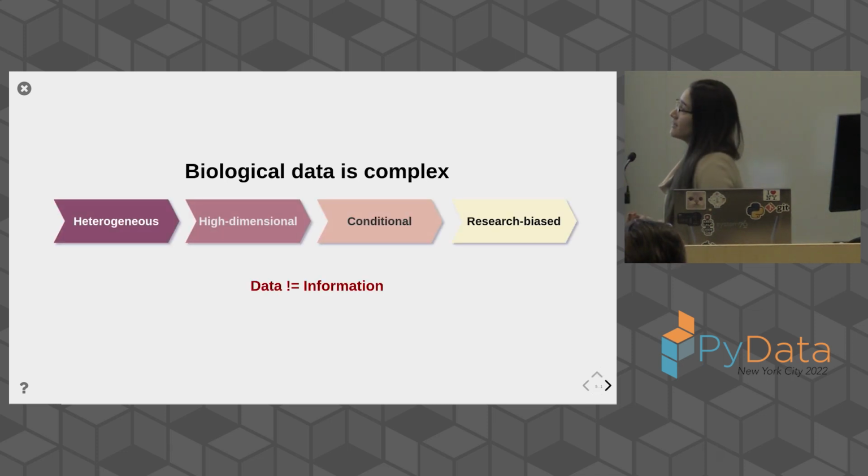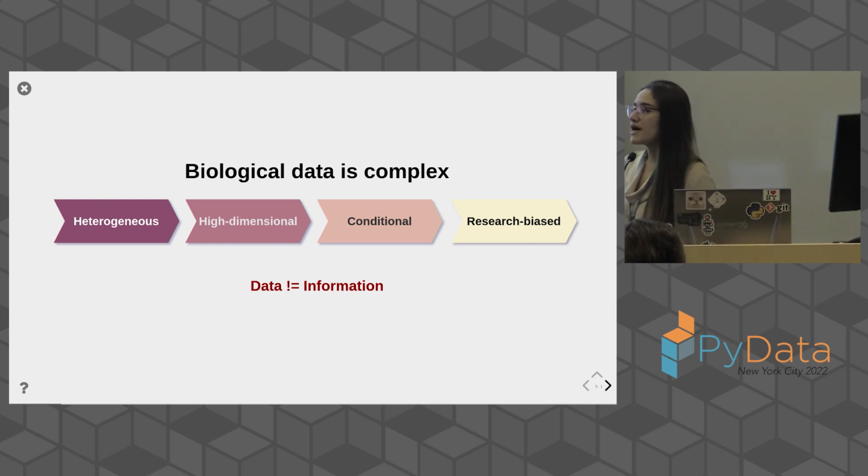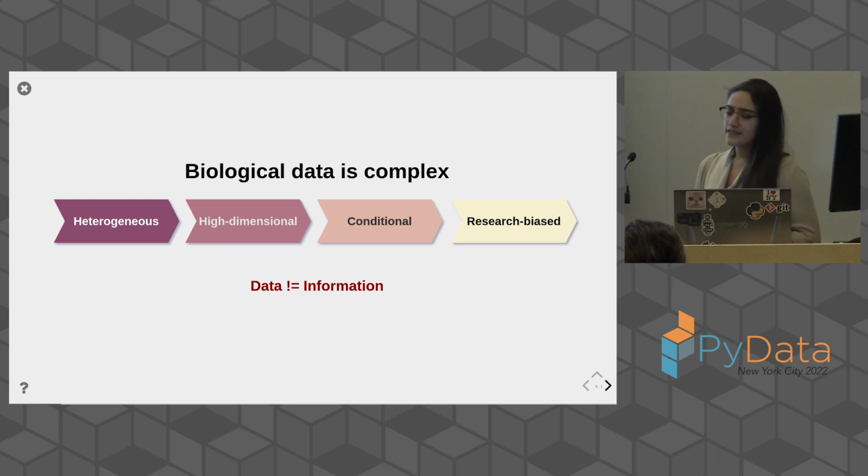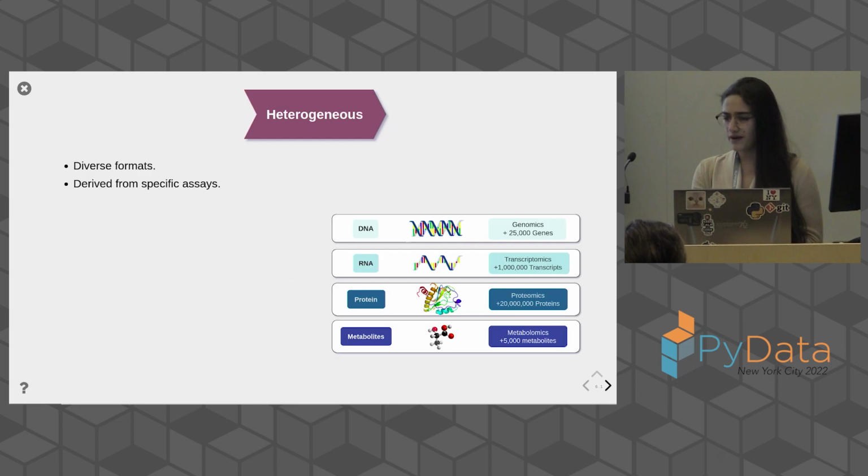On top of that, the complex nature of biological data, I would like to highlight 4 main points that make biological data very complex. These points are heterogeneous, high-dimensional, conditional, and research bias. And what do I mean with that?